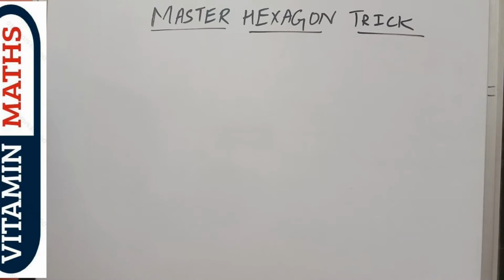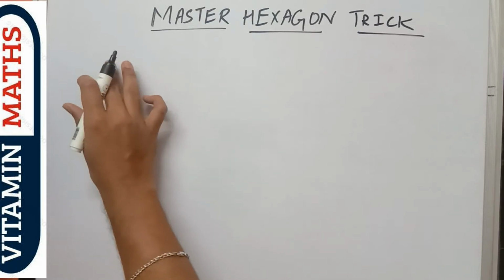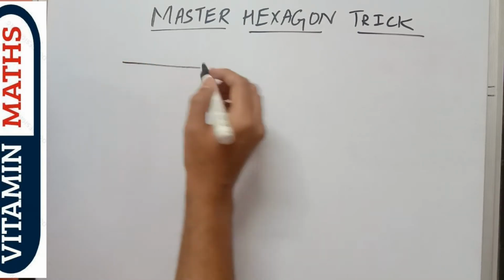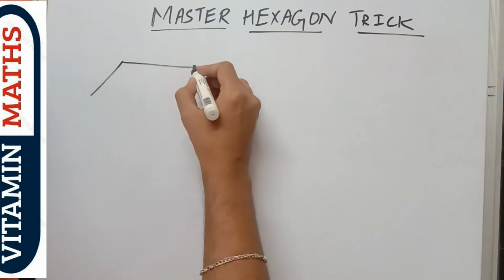So now we will learn about the master hexagon trick. This trick will help you to remember the trigonometric ratios very easily. Before that, draw a hexagon. Let me draw the hexagon here. A hexagon consists of 6 sides. Hexa means 6.